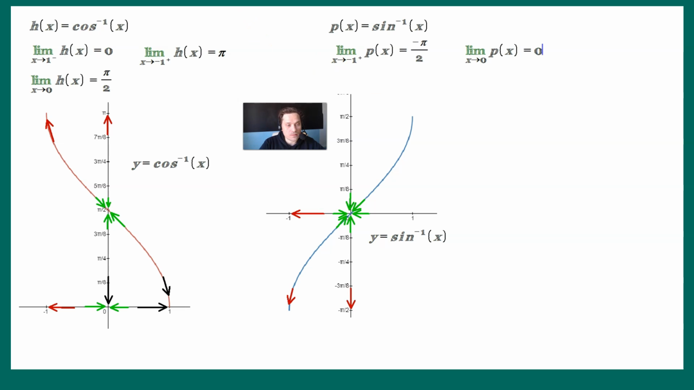Let's do one last limit here. Let me do that one in black. When x approaches 1 from the left side, the points along the graph move this way, which means that the corresponding y coordinates move up towards pi over 2. Which means, therefore, that the limit as x approaches 1 from the left side, so put a negative up there, of p of x is equal to pi over 2.